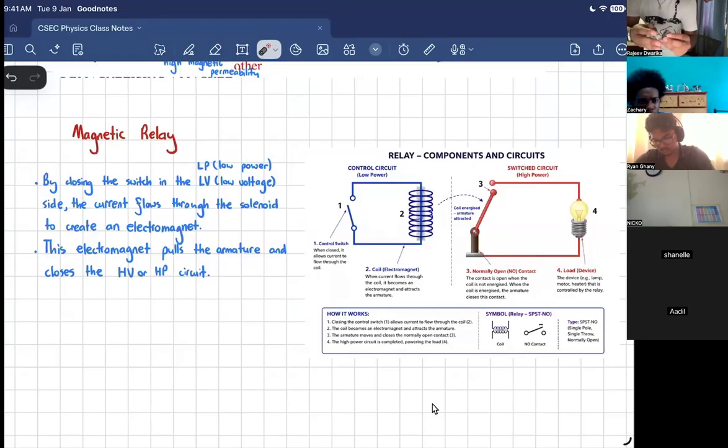This is what our relays look like in real life. Zachary, have you ever switched on an electronic device and heard a little click? That's the relay. When you energize the low voltage side, it causes the armature to snap. That is what it is here. The more you know.